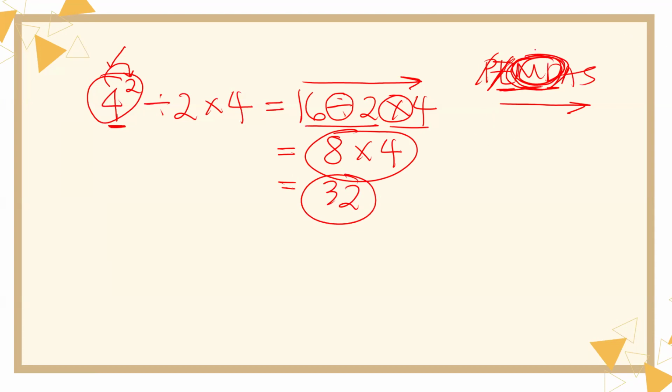So take note, multiplication and division are clustered together, as well as addition and subtraction are clustered together, but they should be operated from left to right. Okay, is that clear, everyone? Very good. So that is our second example. Let's go to the third example.